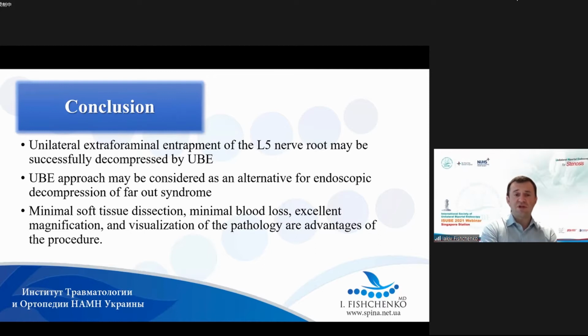So for conclusion, unilateral extraforaminal entrapment of the L5 nerve root may be successfully decompressed by UBE. The UBE approach may be considered as an alternative for endoscopic decompression for far-out syndrome. Minimal soft tissue dissection, minimal blood loss, and excellent magnification and visualization of pathology are advantages of this procedure.